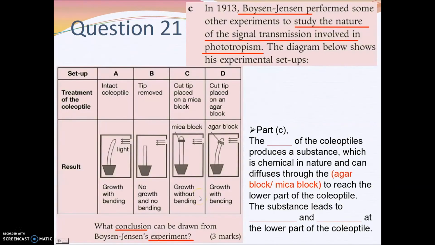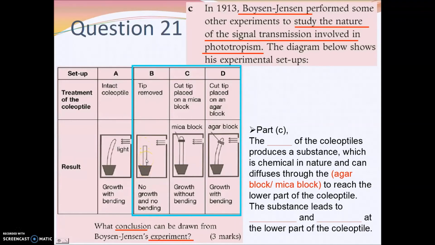For part C, this is the experiment done by Jensen. He would like to study the nature of the signal transmission involved in the tropism. That means the auxin will be found in this part. Just like the Darwin experiment, we have part A and part B, but the focus will be parts B, C, D. You can check from the book or any other exercise that for setup B, there should be an agar block above the coleoptile.